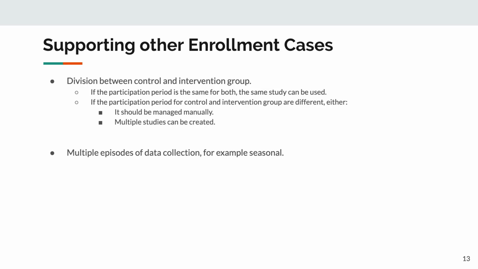One thing that also needs multiple studies to be created is if you have seasons or phases of data collection. For example, in a longitudinal study, you plan to collect data for 3 months this year, 3 months next year, and so on. This is also not completely supported yet. For this, you have to create one study for every episode, every season of data collection. It makes it a bit challenging, but that's so far the best way we can handle this.